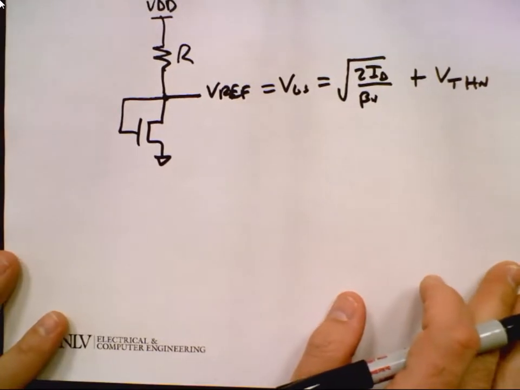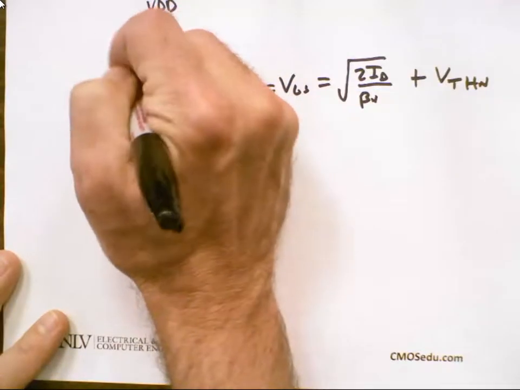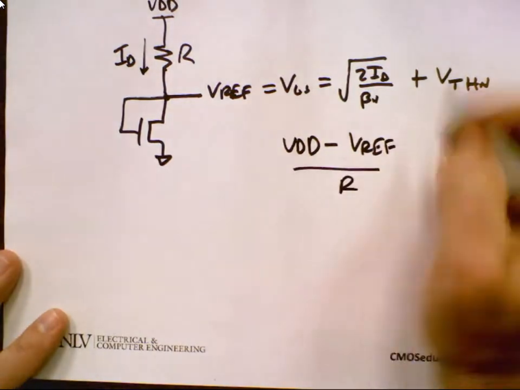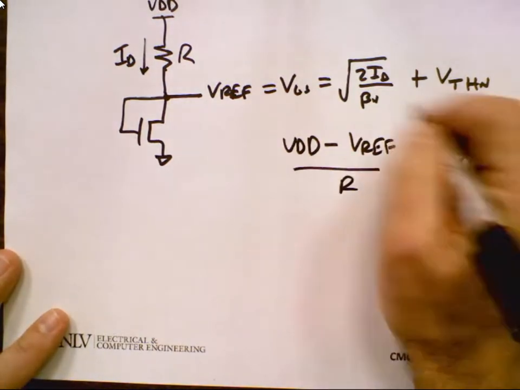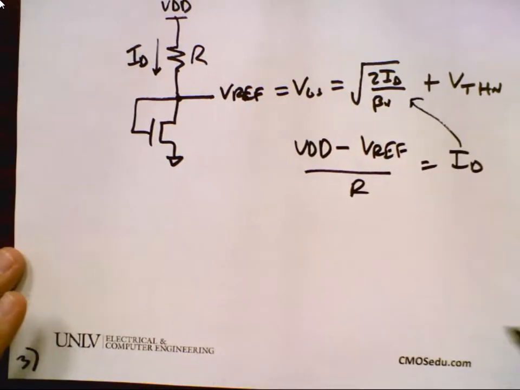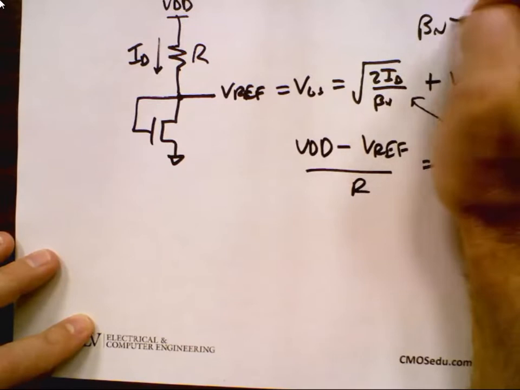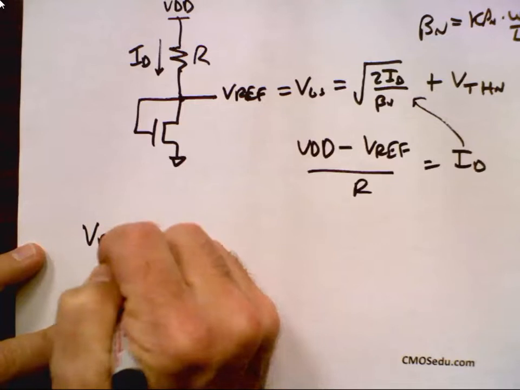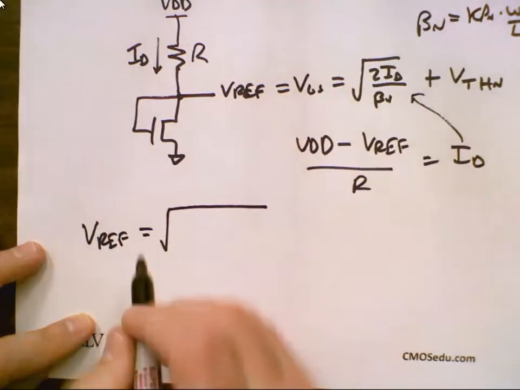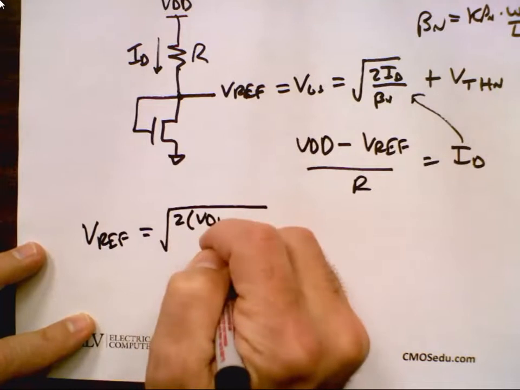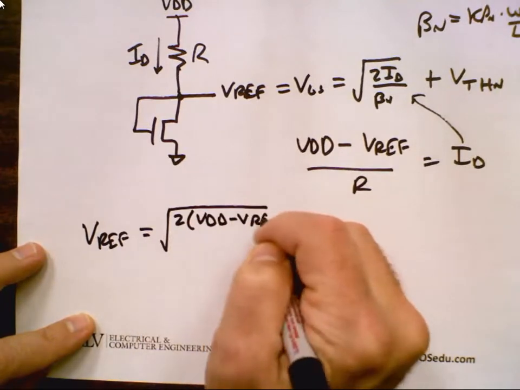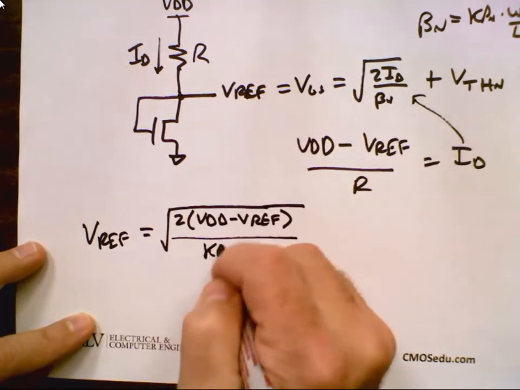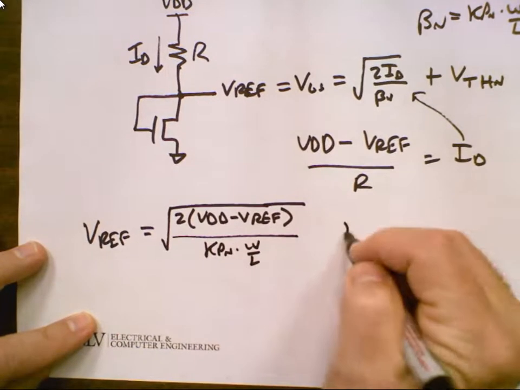All right, so tell me, what's the other equation I need for ID here? So I'm going to plop that in here. And did I use beta or did I use KP? So remember, beta sub n is Kp sub n times W over L. So I get Vref is equal to the square root of 2 times (VDD minus Vref) all over Kp sub n times W over L, plus V threshold n.